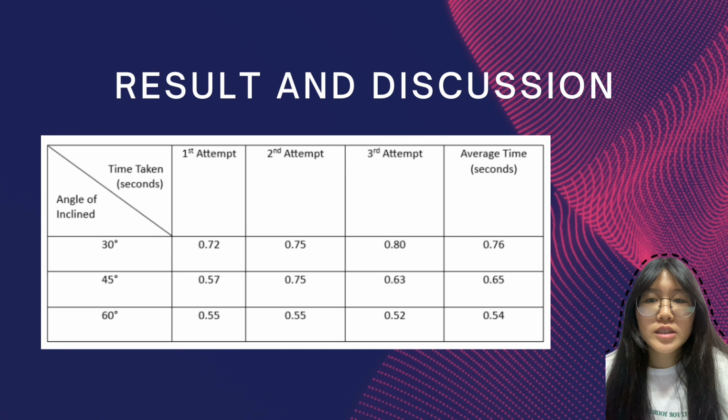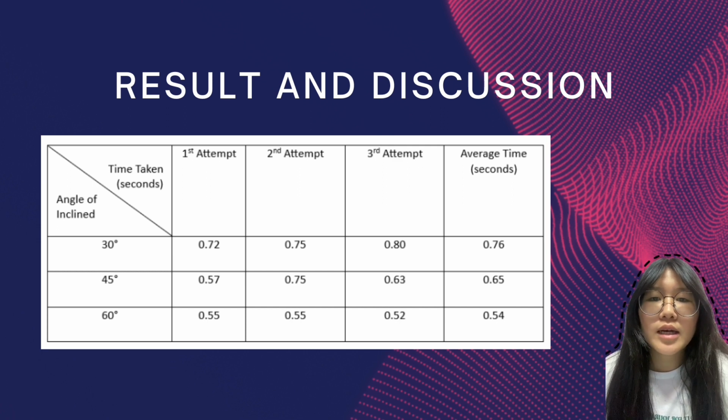In the results and discussion, we have chosen 3 different angles of inclined plane to determine how different angles affect the velocity and time taken of the ball rolling down the path. From the experiment results and a few attempts, we understand that the higher the angle of inclined plane, the shorter the time taken for the ball to roll to the ground. Therefore, the velocity of the ball rolling down the plane increases if the angle of inclined plane increases.